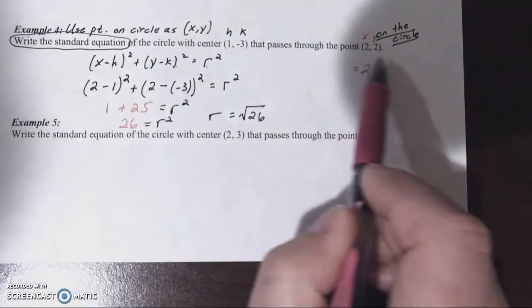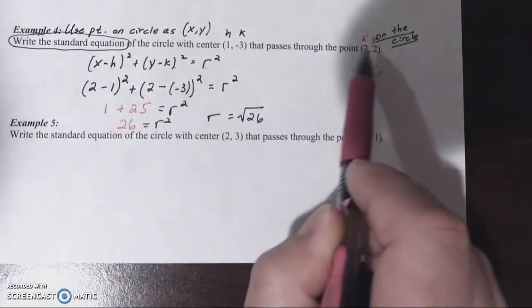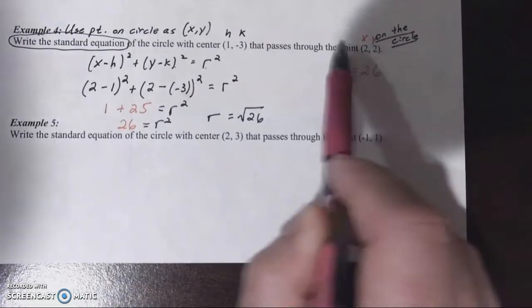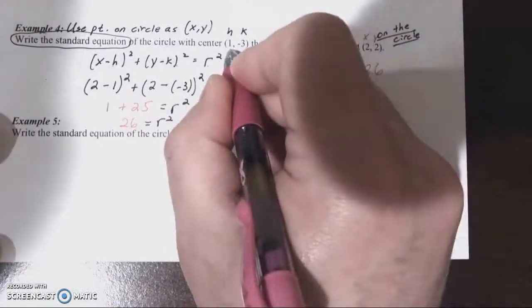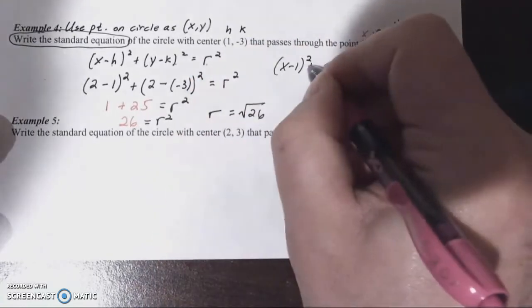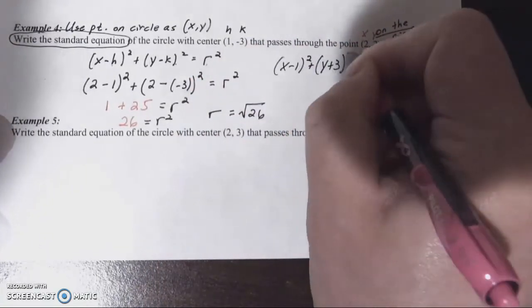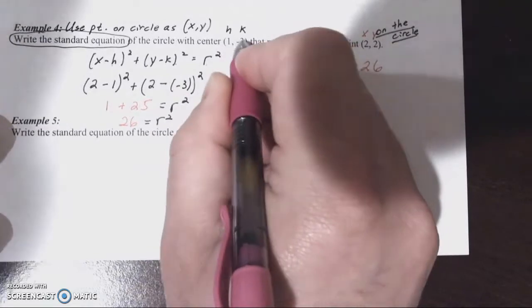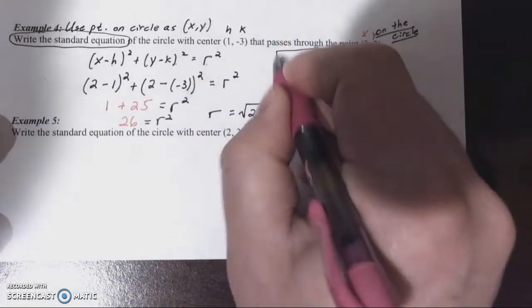Now I know we used these to find our radius, but when we're writing the standard form, these don't matter anymore. So x minus 1 squared, there's our h, plus y plus 3 squared, there's our k. We flip the sign, minus and negative 3 is a plus sign, and we're done.